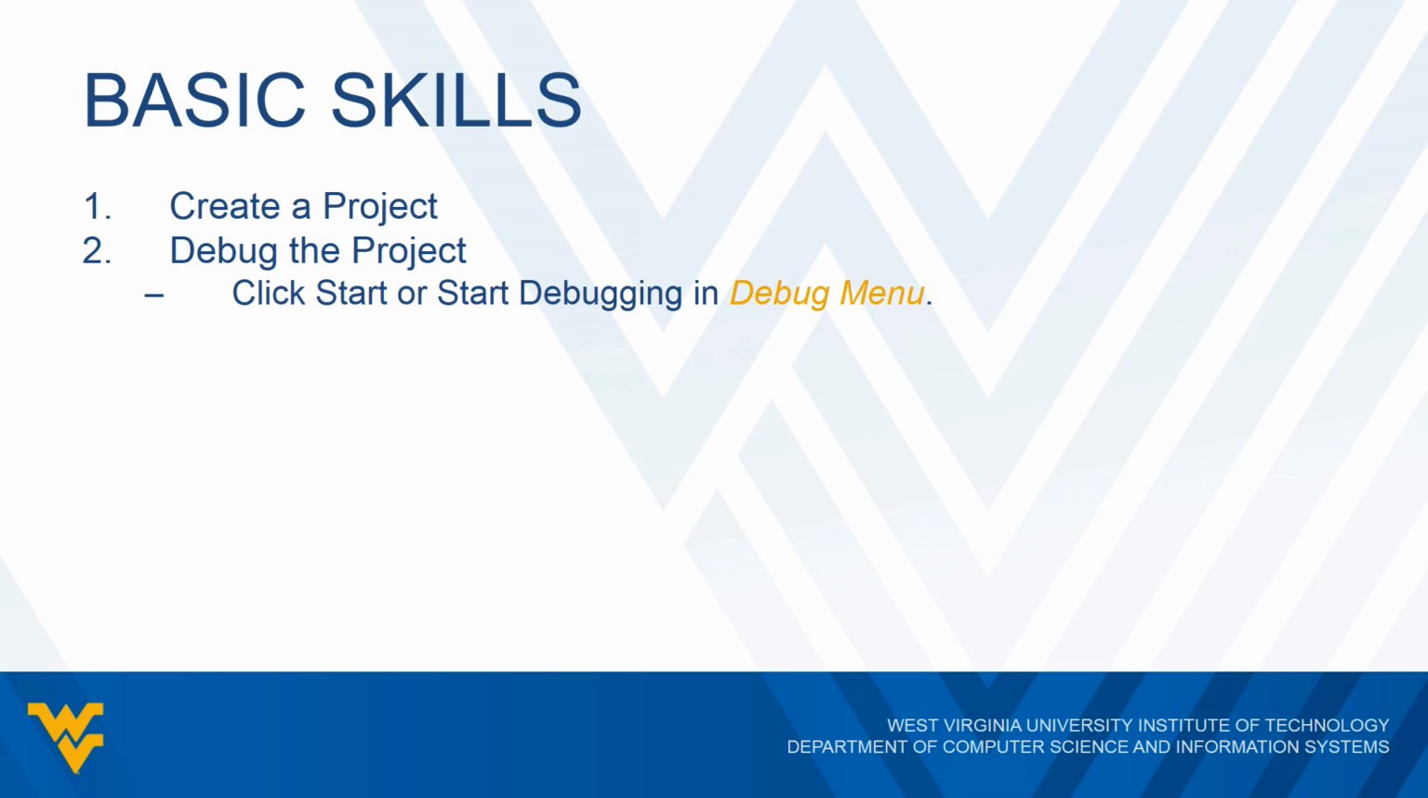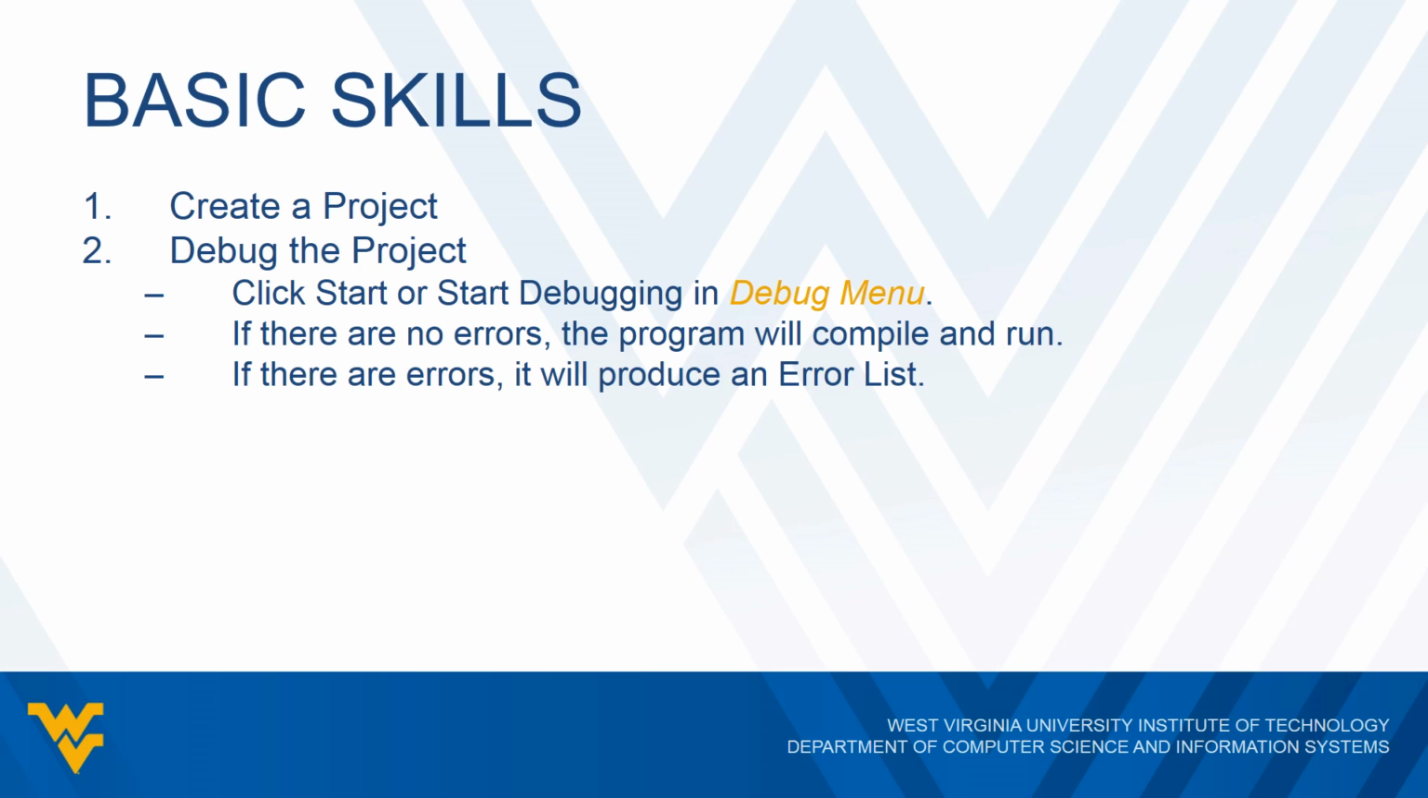And before we actually run the program, we have to make sure there aren't any errors, such as compile errors or syntax errors. As long as we don't have those errors, the program will compile and then it will run, just like if we were to run it on our computer as normal. And if there are any errors, it will produce an error list. So we will see a list of the errors, whether they're compile errors or other issues, and then we can fix them, and then we can go back into Start or Start Debugging to see if we fixed the problems and then run the program.